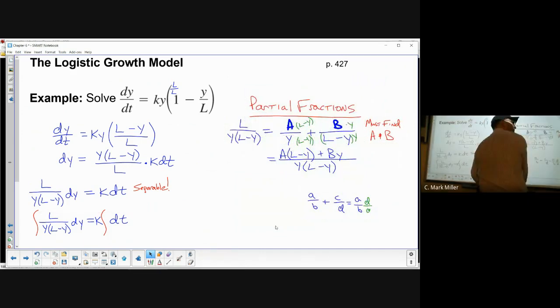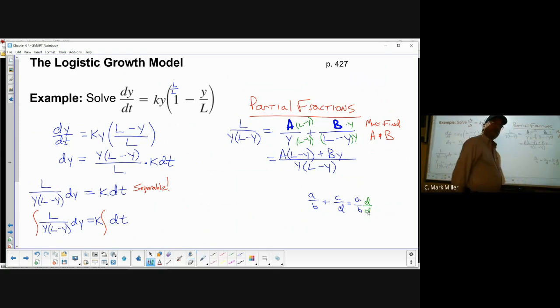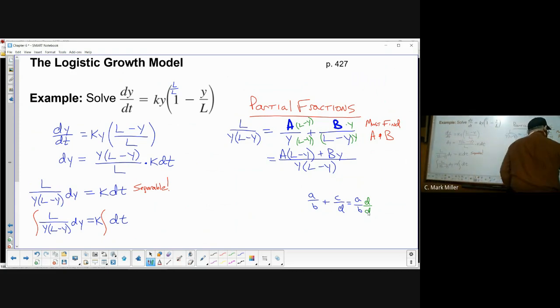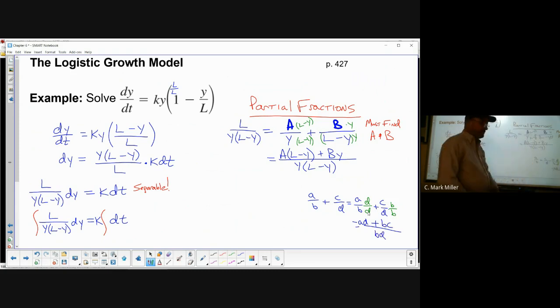Okay, let's try this again real quick before we go. This is D divided by D. You multiply that by 1. D over D is 1. Then you multiply the second one by B over B. So there's no cross multiplying going on. This is going to be AD plus BC divided by BD. That's just basic fractions. No cross multiplying going on.